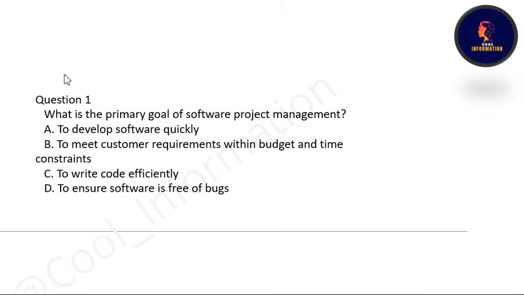Question number first is, what is the primary goal of software project management? So the primary goal of software project management is to meet customer requirement within budget and time constraint. Option B is correct.